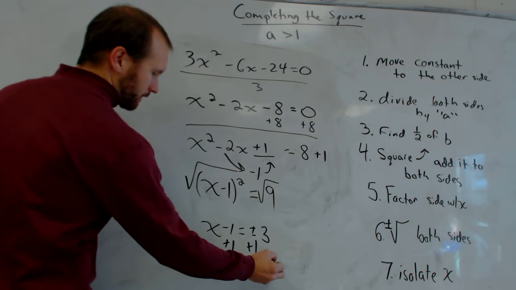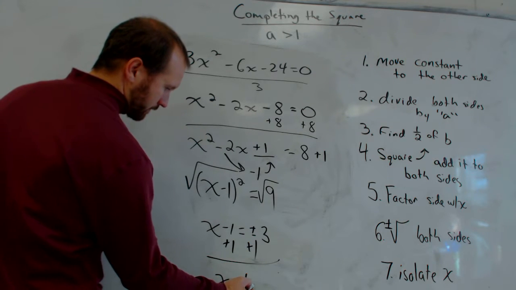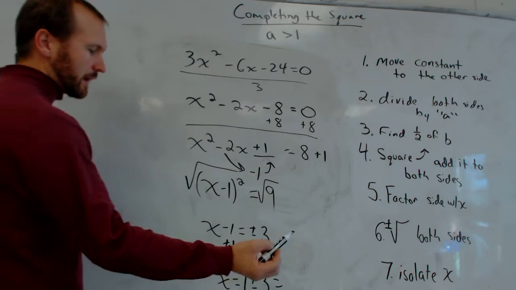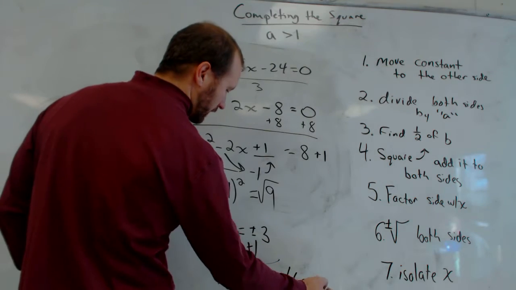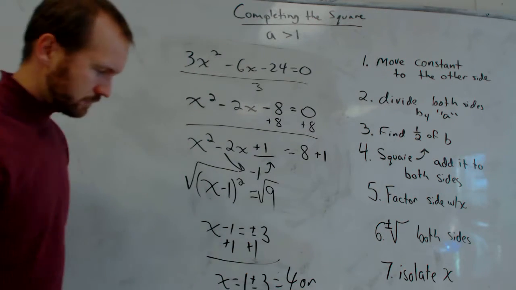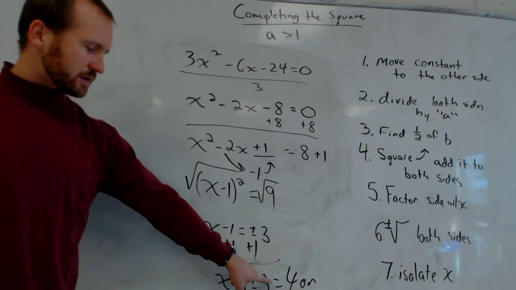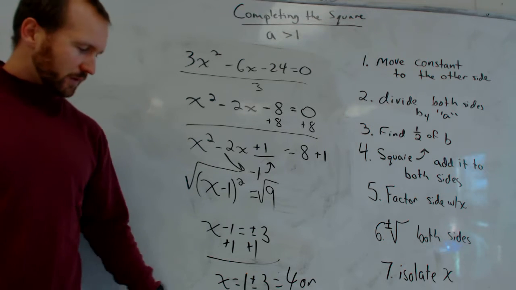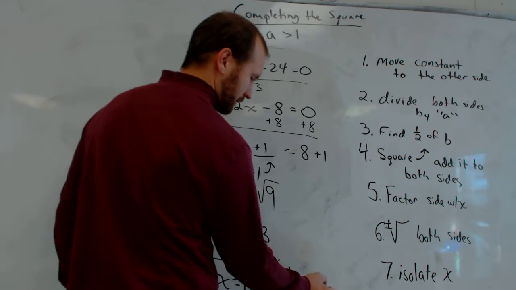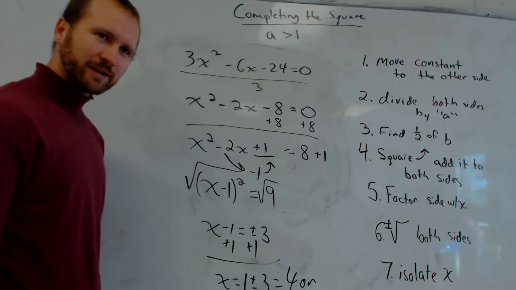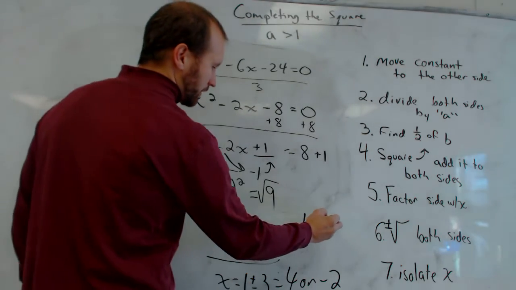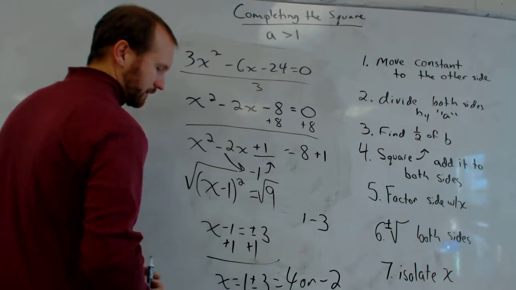So x equals 1 plus or minus 3. That is 4 or negative 2. Wait, isn't it negative 4? No. 1 plus 3 is 4. What's 1 minus 3? Negative 2. Negative 2, right? Yes. 1 minus 3.